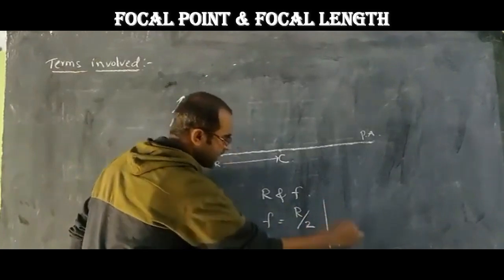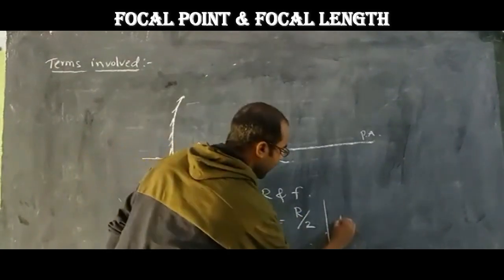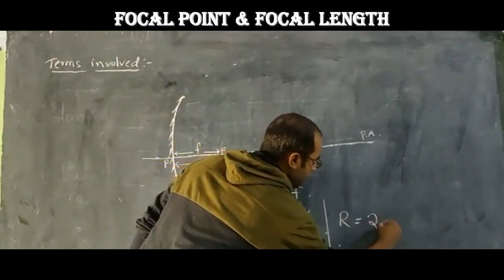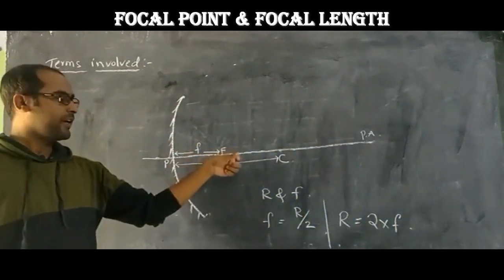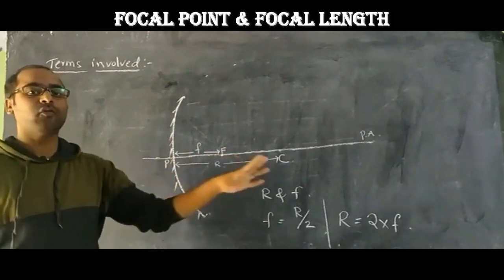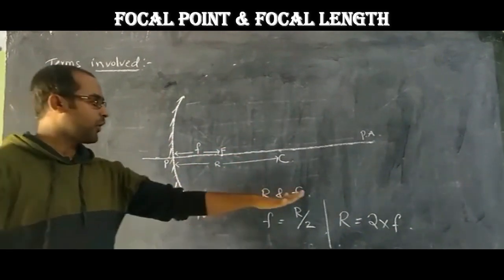And it can be said in another manner, that is R equals 2 into F. That means the radius of curvature is twice the focal length.